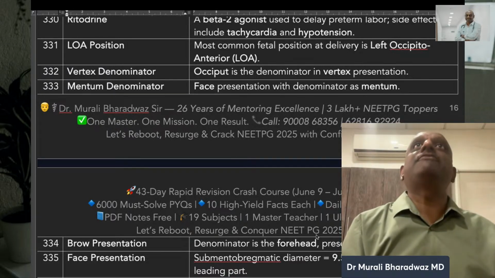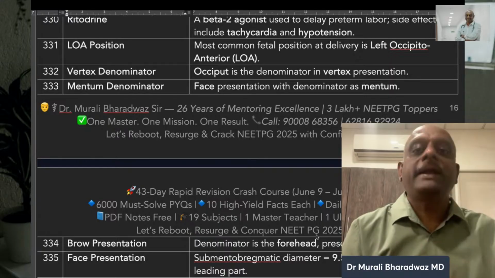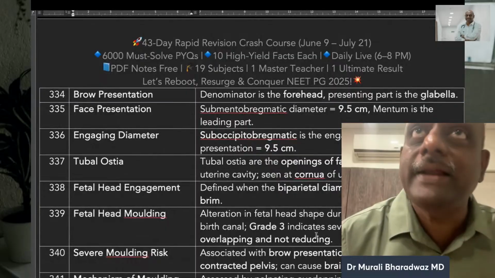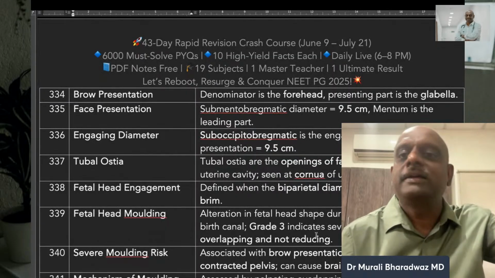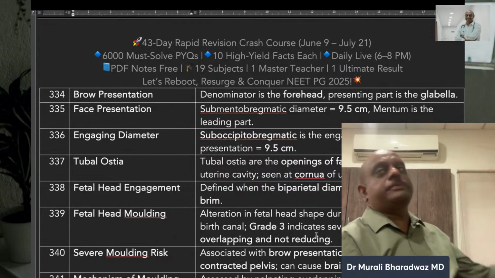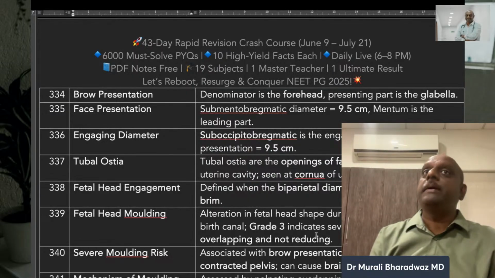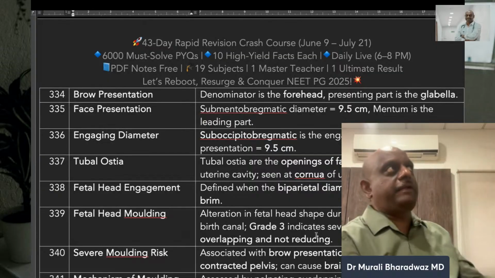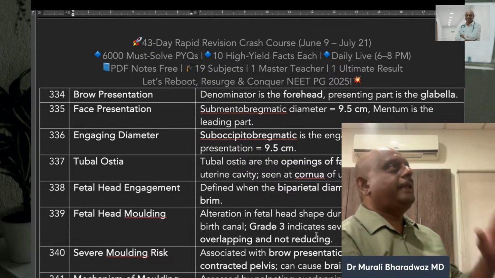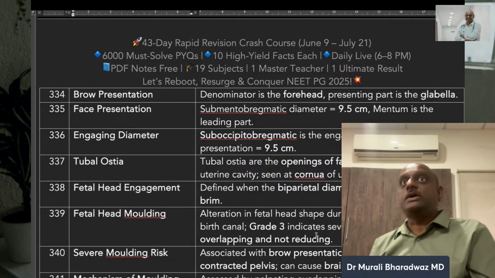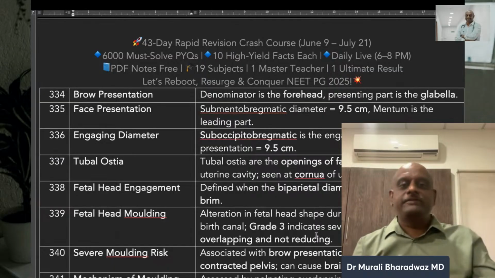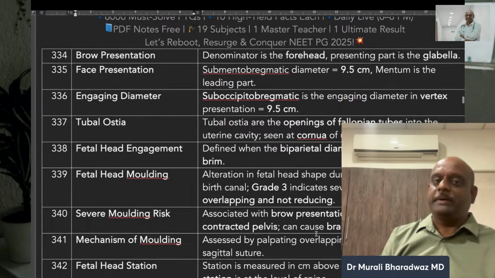Whenever the baby is born with the face presentation, mentum is the denominator. Whenever the baby is having brow presentation, forehead of the baby is the denominator, is what we should remember. Then what is the diameter that comes out in face presentation? Submentobregmatic diameter, 9.5 centimeters, and mentum is the leading part. Right? Then vertex presentation, suboccipitobregmatic diameter, which is 9.5 centimeters, is what we need to remember.